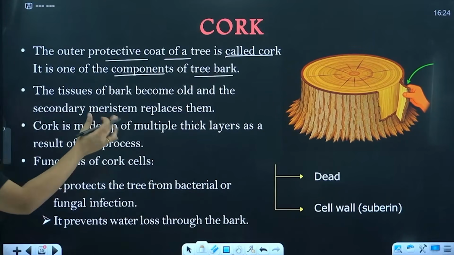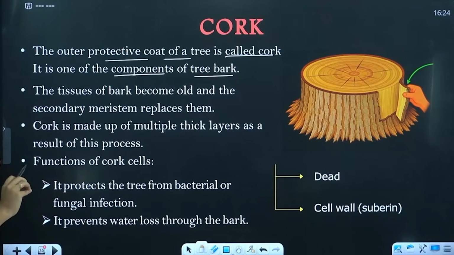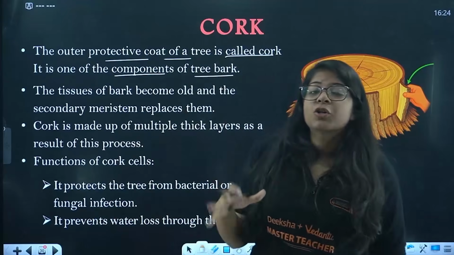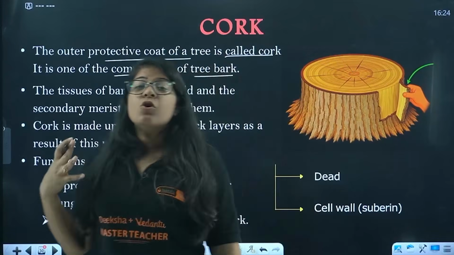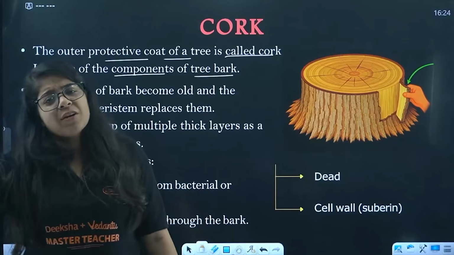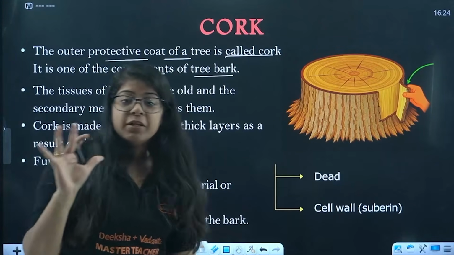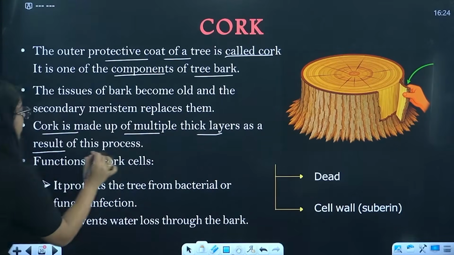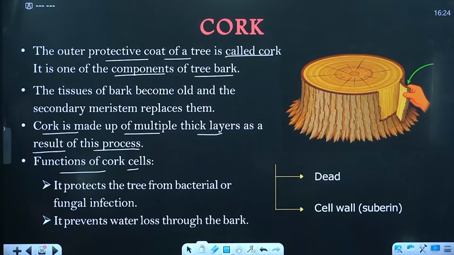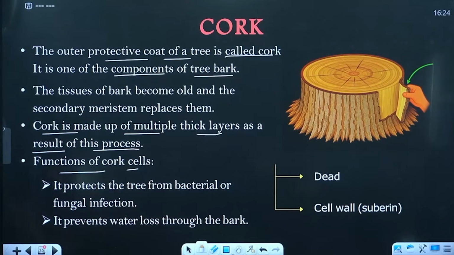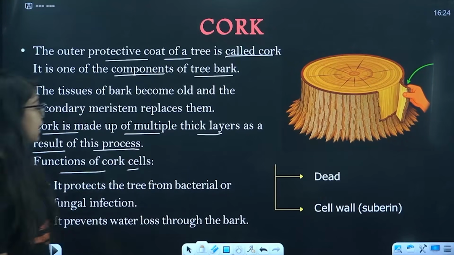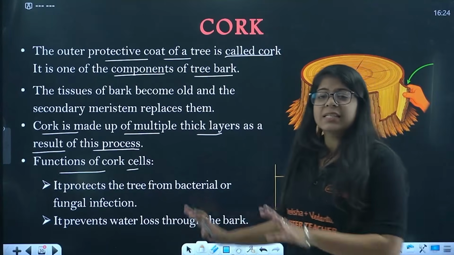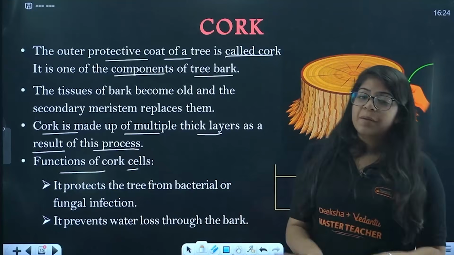The tissues of bark become old and the secondary meristem replaces them. This bark tissue is very old, right? So the meristematic tissue eventually gets converted into permanent tissue as well. This cork is made up of multiple thick layers. What are the functions of this cork? It protects the tree from bacterial or fungal infection, obviously, and it prevents water loss through the bark as well. These are some of the functions of cork and epidermis.